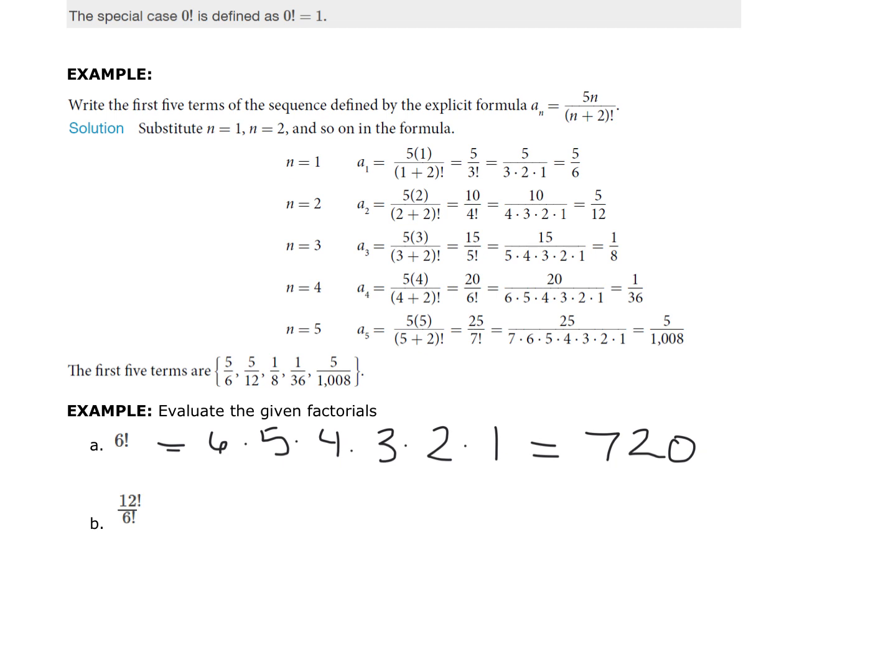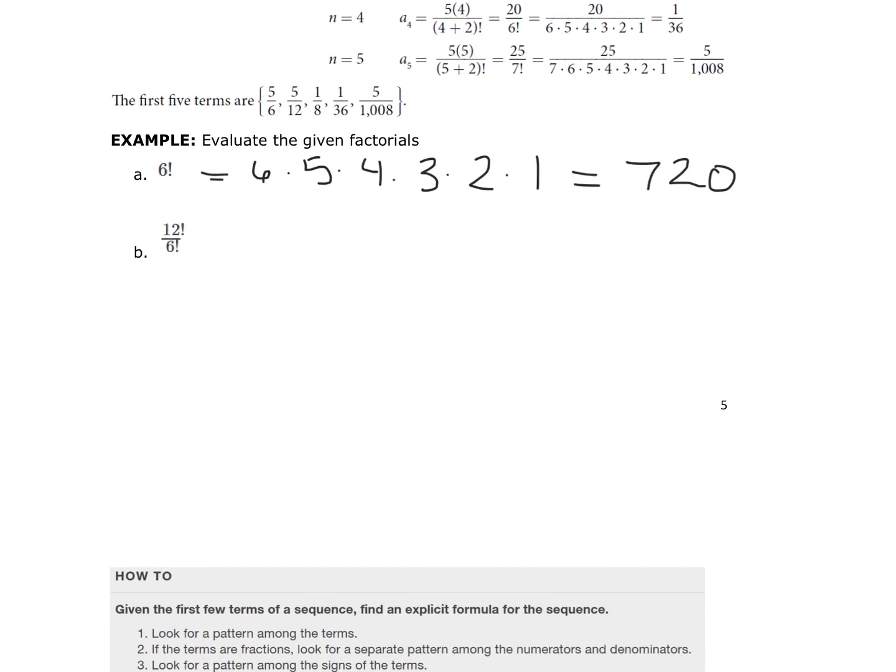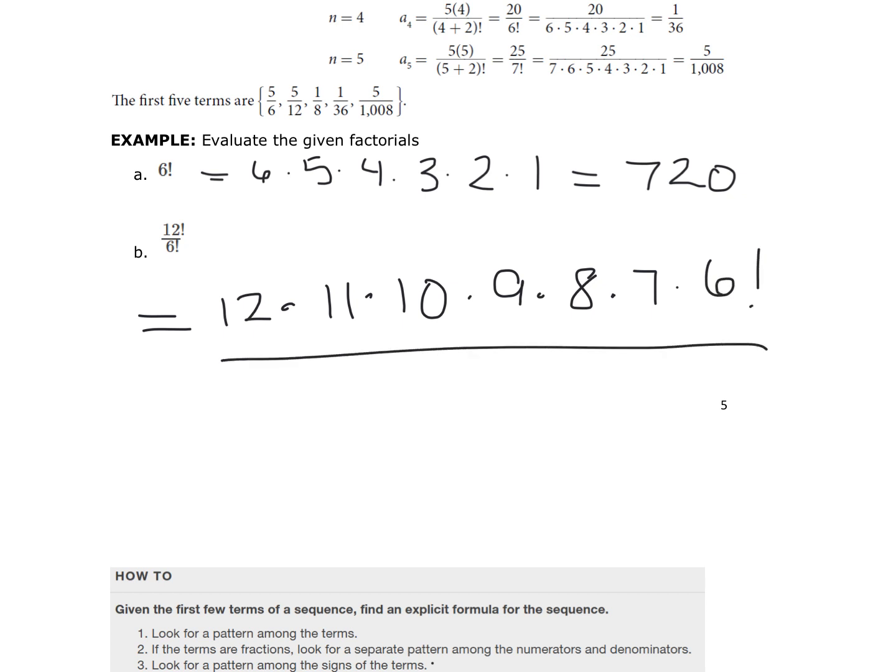Now on part B here, I am going to just get that factorial down to where I can cancel. And what I mean by this is I'm going to write out the 12 factorial as 12 multiplied by 11, multiplied by 10, multiplied by 9, 8, 7, and then 6 factorial. And the reason I'm going to stop right there is because in the denominator I have a 6 factorial. This allows me to cancel those two as if they're not even there.